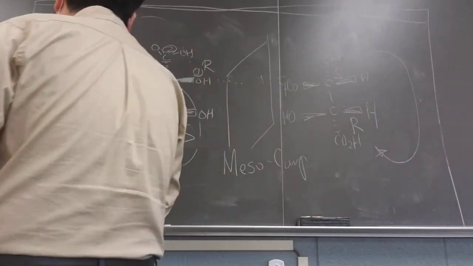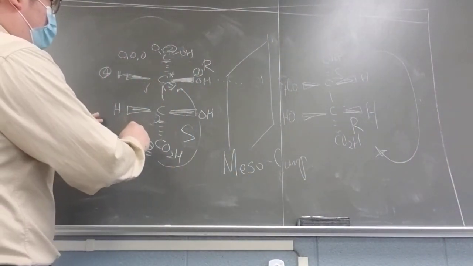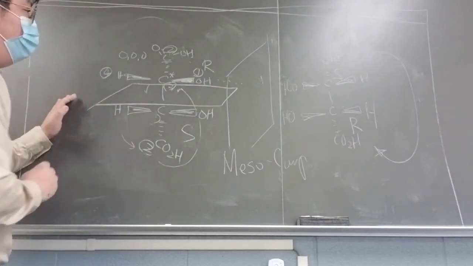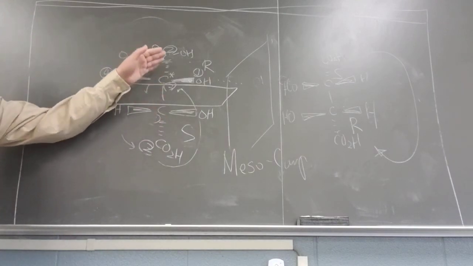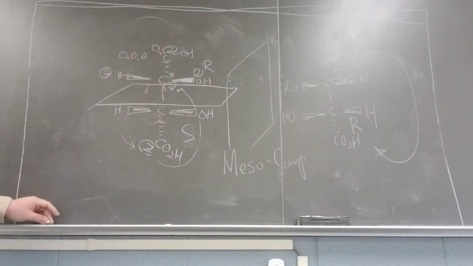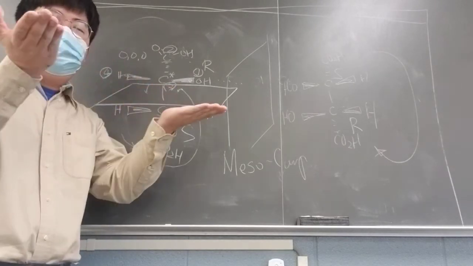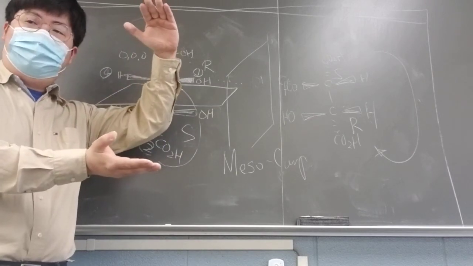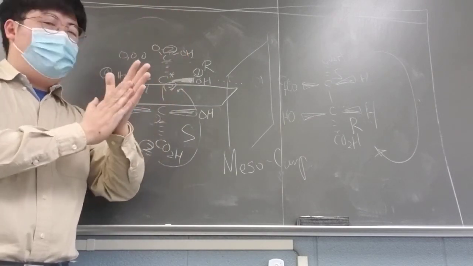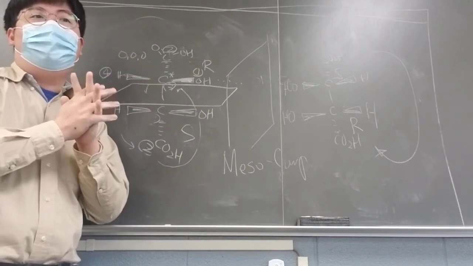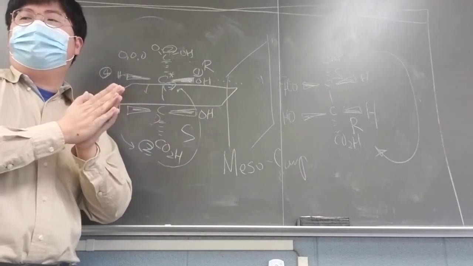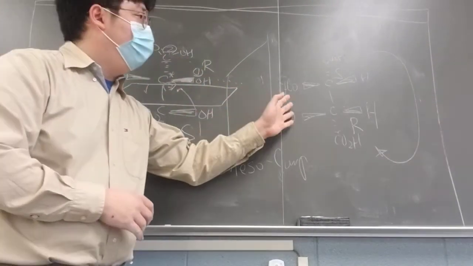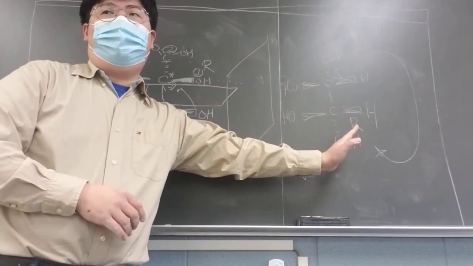Whenever you have a meso compound, you have some plane in the middle that makes the two sides symmetrical to each other. So if you can have a plane that divides the compound in half, and the two sides of the compound are symmetrical to each other, we call it a meso compound, meaning it's not chiral, it's achiral. Even though it has chiral centers, the mirror image will still be the same thing.